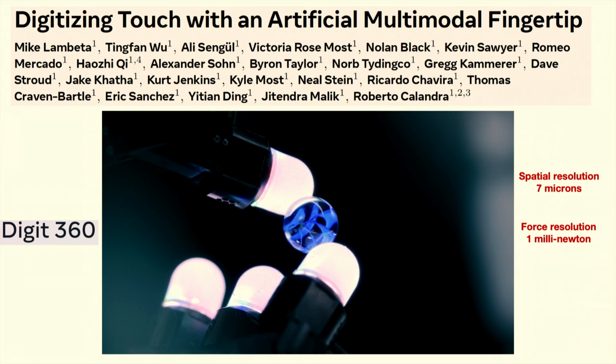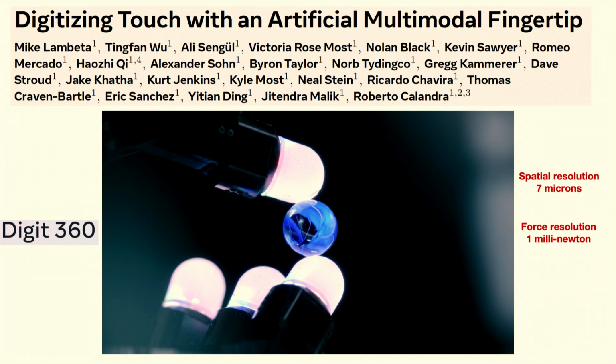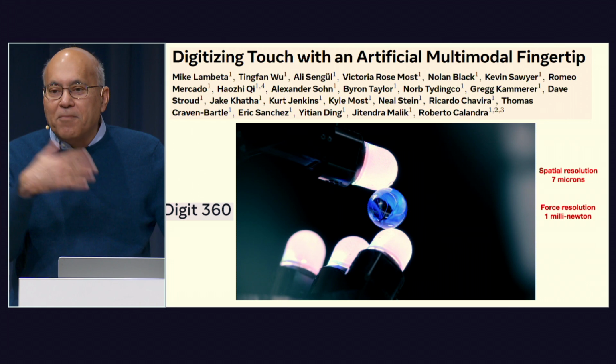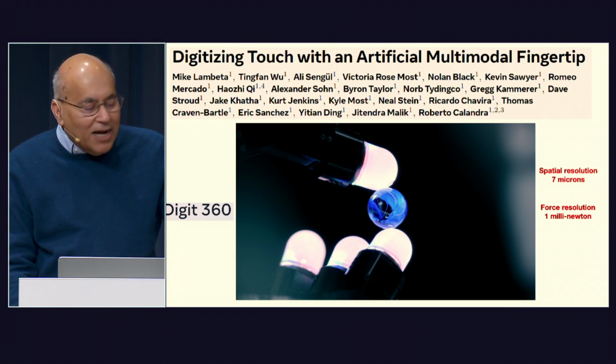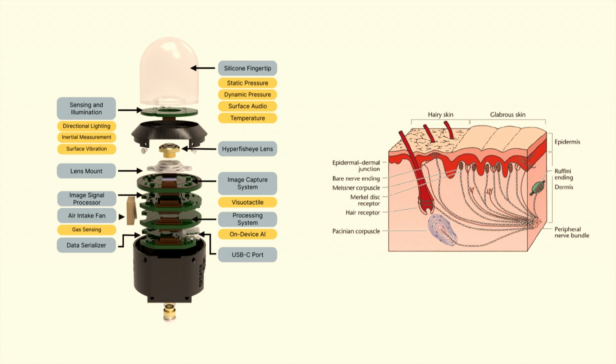In that spirit, this is a paper from a team at Meta, and I want to particularly acknowledge the first author, Mike Lambeta, who hopefully is somewhere in the room in case there are some questions that I need to ask him. And Roberto Calandra, and this is a big team. But this is basically the Digit 360, which is a very fancy sensor. It has spatial resolution. This paper is out on arXiv, so you can read it. It's an attempt to go after the beauty of the human skin and the tactile system.